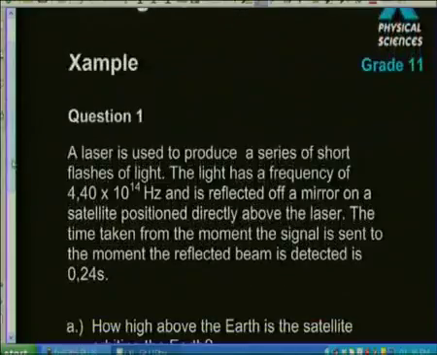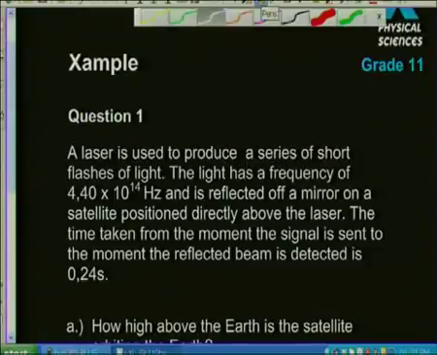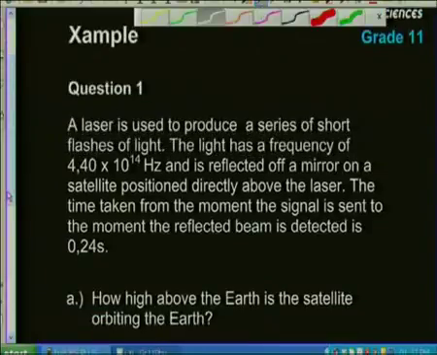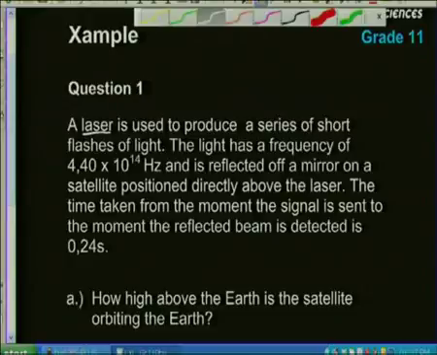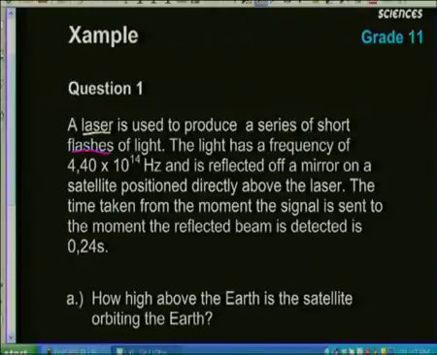Now, this is an interesting question, and we're going to go through it as if we were going through an exam question. It says, a laser light is used to produce a series of short flashes of light. So first of all, we recognize that we've got a laser. Laser just means that it's of one frequency, nothing more than that, and it's got a series of flashes. No real critical information up until this point, but let's move on. The light has a frequency of 4,40 times 10 to the 14 hertz.